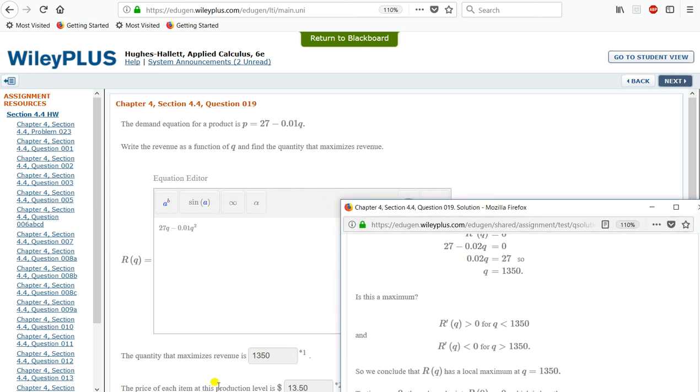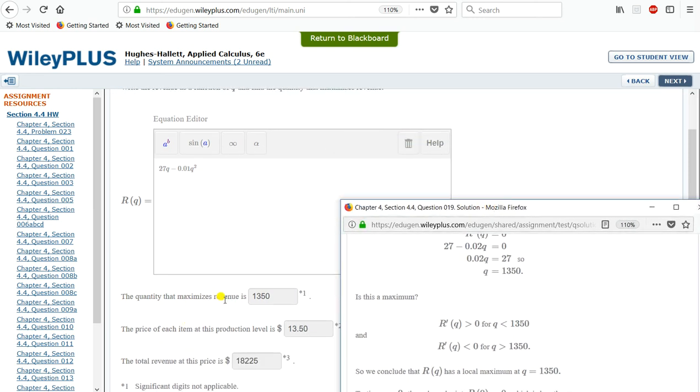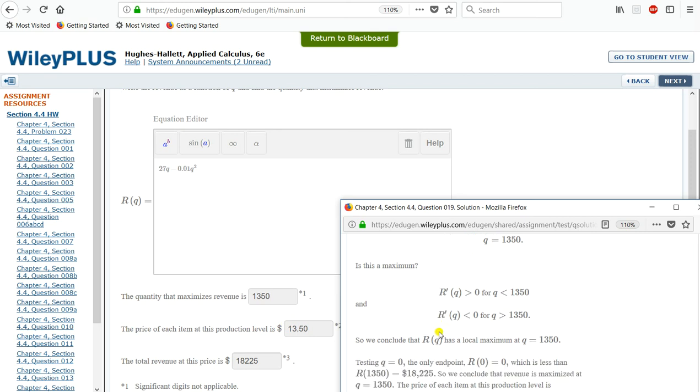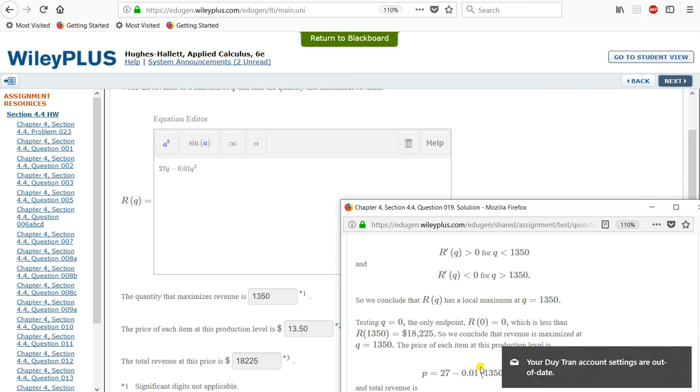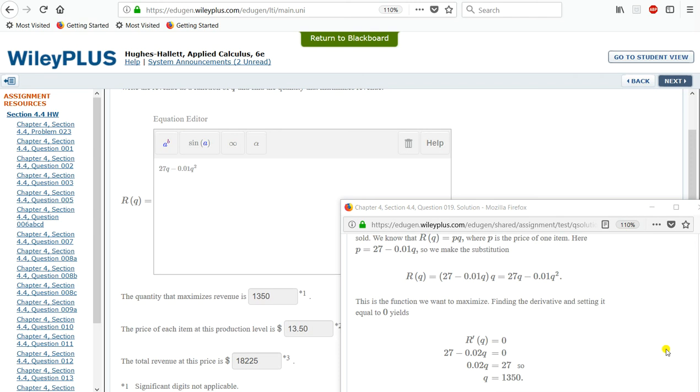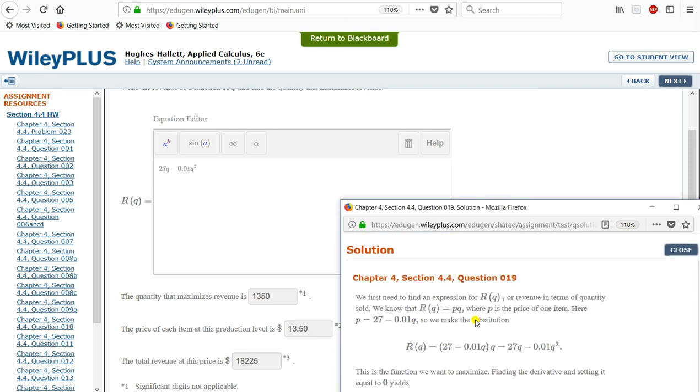And they ask you for the quantity to maximize the revenue, which is 1350 here. And what should be the price of each item at this production level? So to find that one, you just plug in the quantity Q into the original function P here, and for Q 1350, and that should give you P to be $13.50.